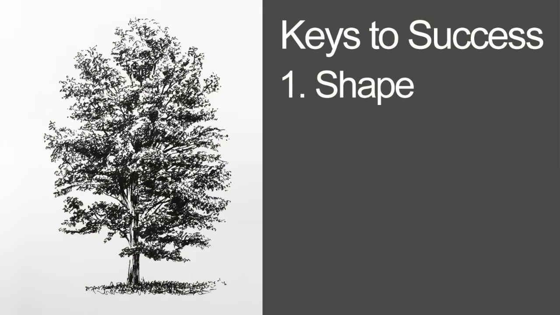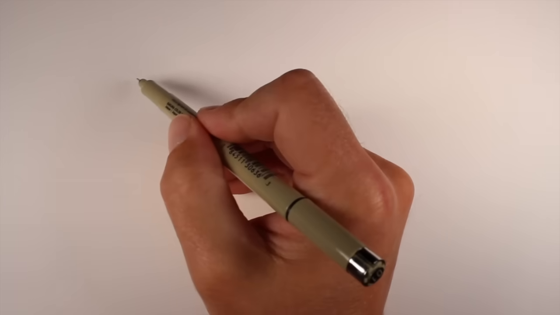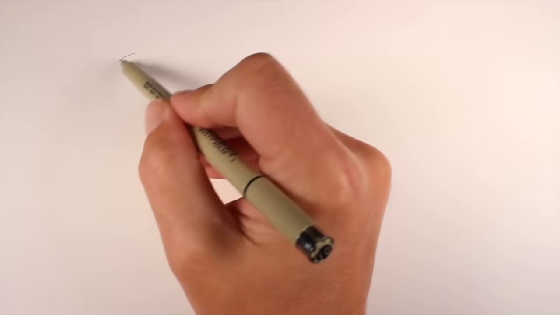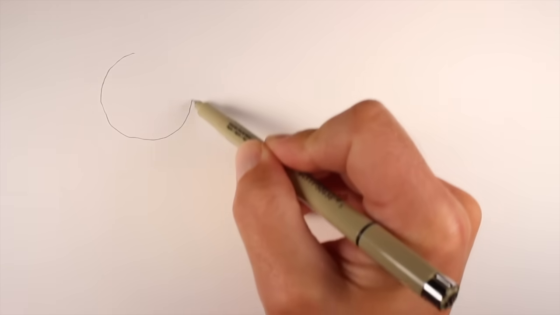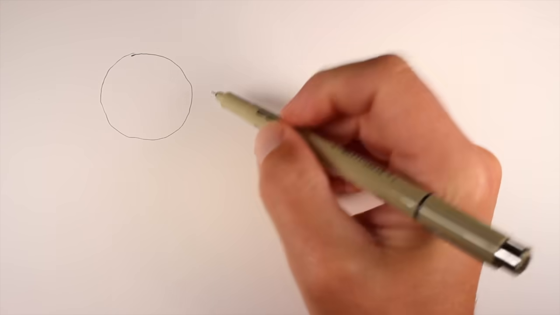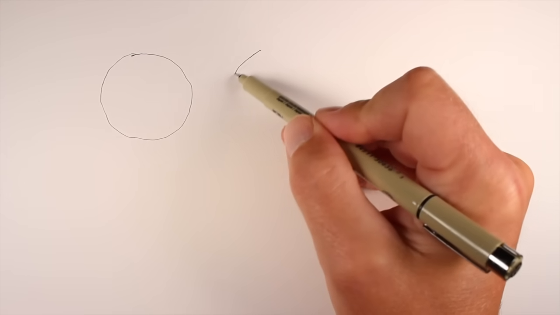Once we have the basic shape and overall contour of the tree in place, the next thing to consider is creating the illusion of form. Of course, a tree is a three-dimensional object. So let's take a look at a few basic, simple shapes and how we can quickly turn those into forms.